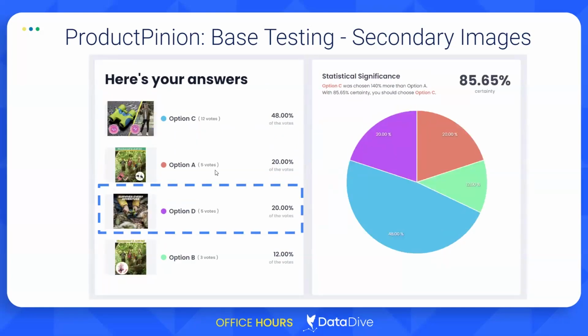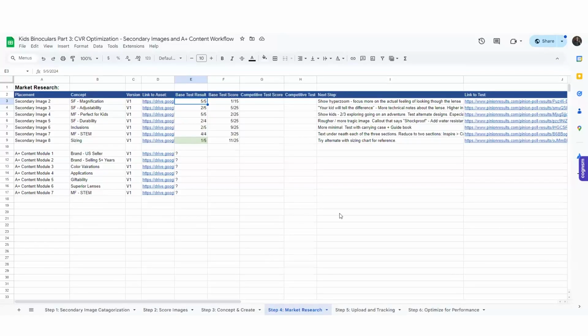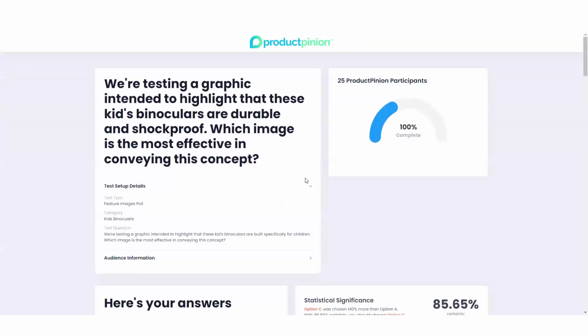And then some of them, like durability, this image might look great, but people wanted to see the product falling. I show this a little bit in market research, this section here for next steps. For example, on the durability, I read the feedback from, in this case, Product Opinion. I'm just going to open this up real quick.